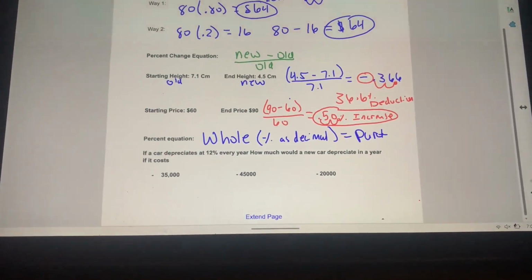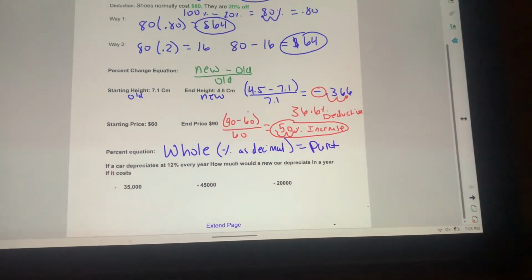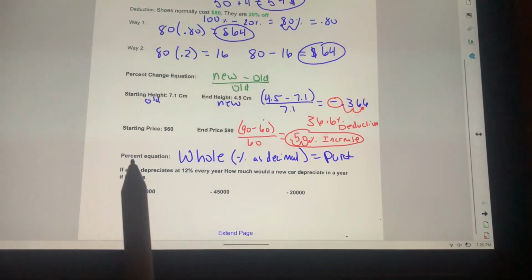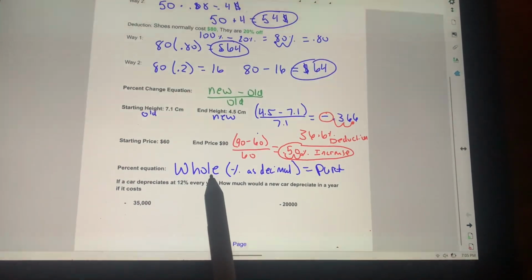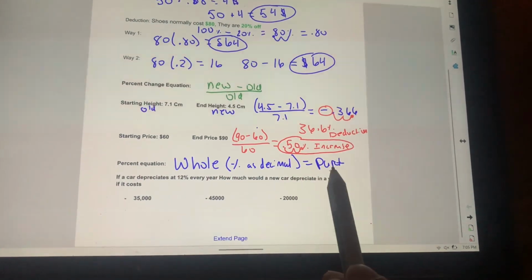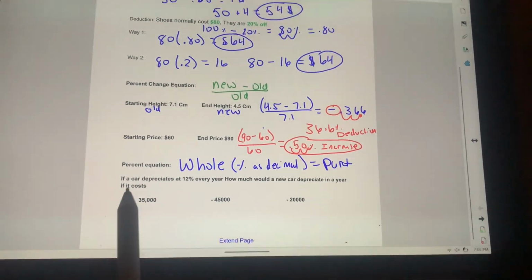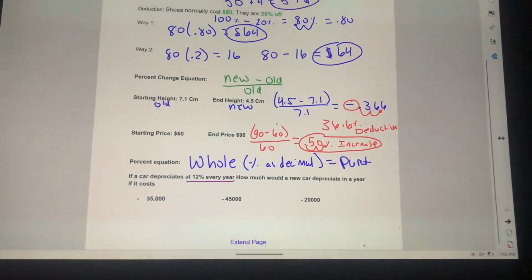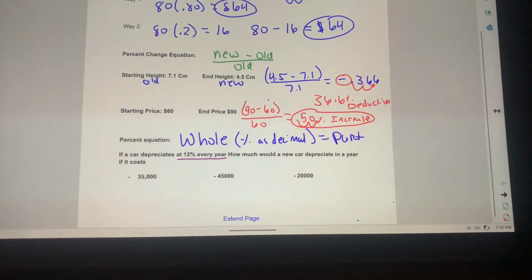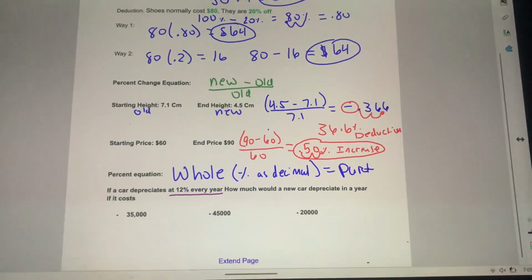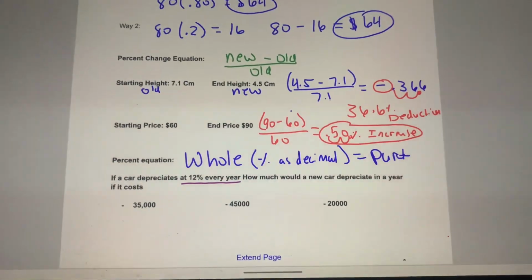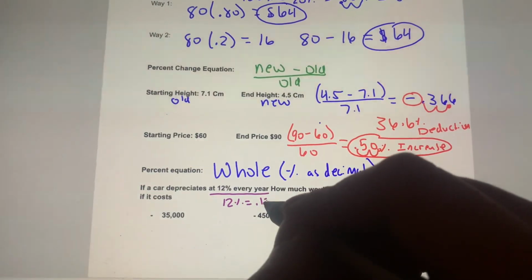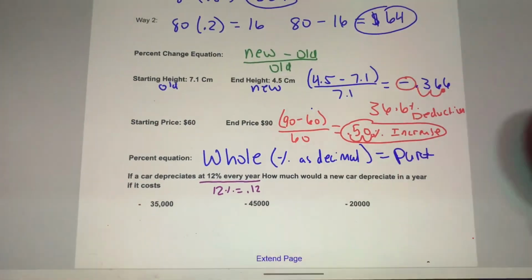Next, we have percent equation. If you couldn't tell, there's a lot of equations that we're going to be working with on this one. So the percent equation is the whole value, multiply it by the percent as a decimal, and that'll get you your part. So if a car depreciates at 12% every year, how much would a new car depreciate in a year if it costs, and then it gives us 3 values. So we're going to do this 3 different times. It depreciates at 12% every year. 12% as a decimal is 0.12. Okay, so we're going to use 0.12 this whole time.